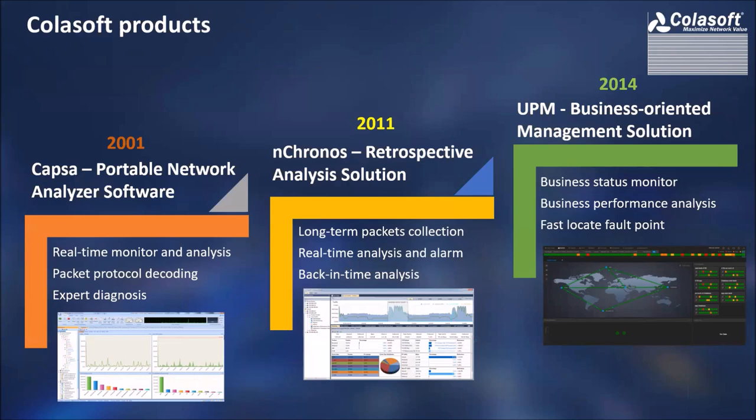And the third one is UPM. UPM is a product that focuses on business status and business performance, and we can use it to monitor the business status, and we can also use it to find business problems and locate the pain point very fast.